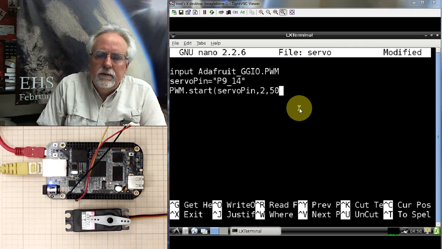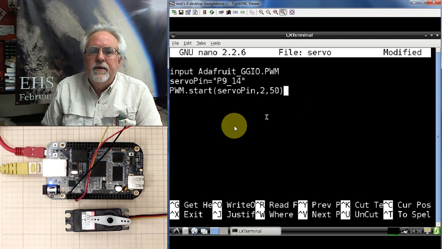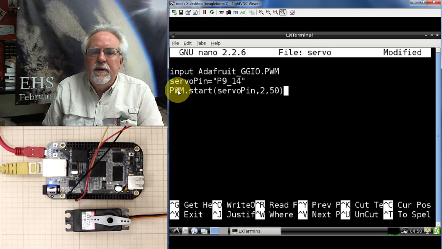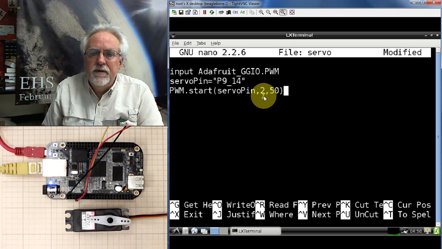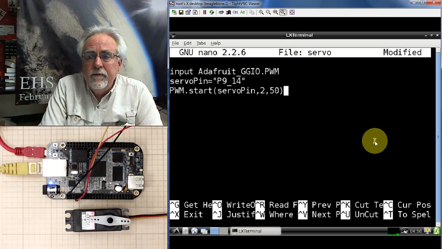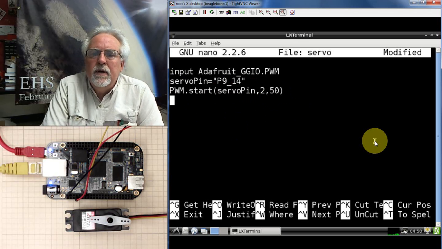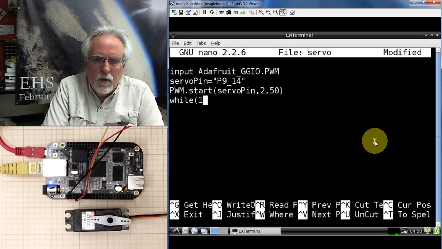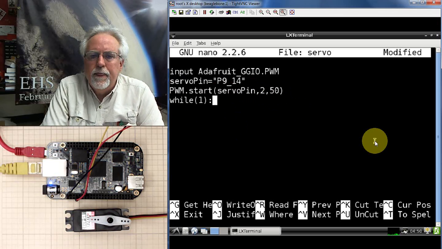So we're going to close that out. So we're going to start our PWM on our servo pin with an initial duty cycle of 2% on a 50 hertz signal. That should put it somewhere in the area of full left. Okay, now we're going to loop forever, while 1, because 1 is always 1, and then we're going to tab over, and then we're going to ask the user what angle they want to go to.